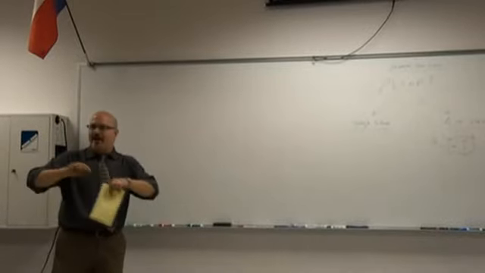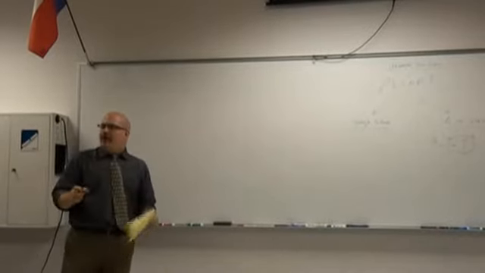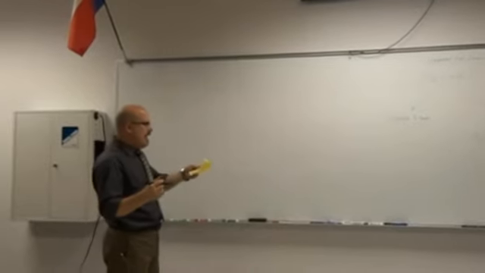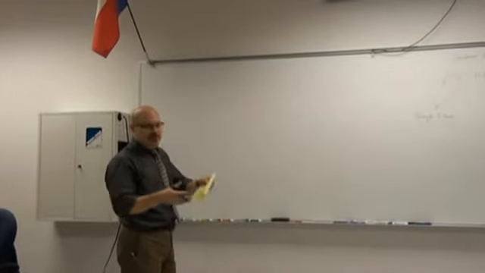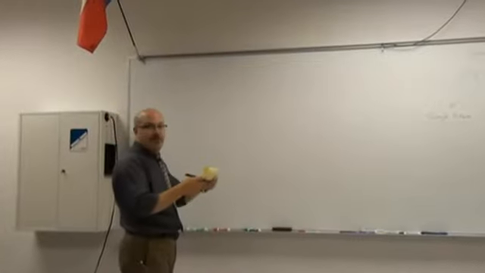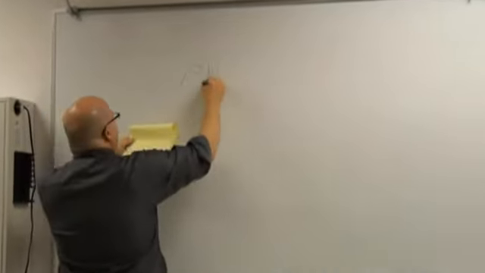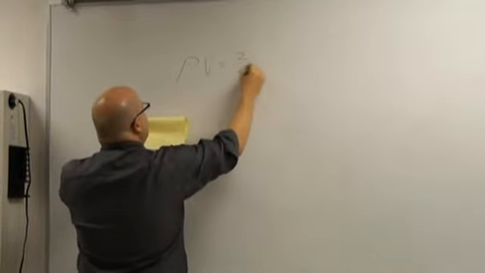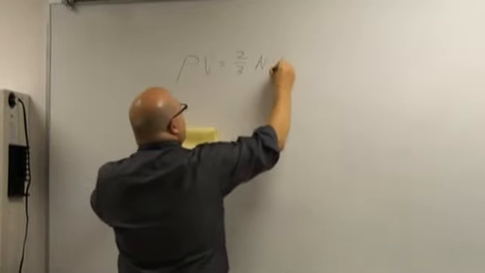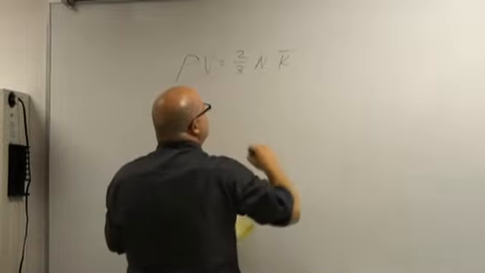Here we go. Bottom line. What does it tell us? When they go through all of this, they came up with the derivation, which I'm not going to do, because I'd have to look it up, because I don't remember how to do it. Ends up, they get this: PV equals 2/3 N K average.